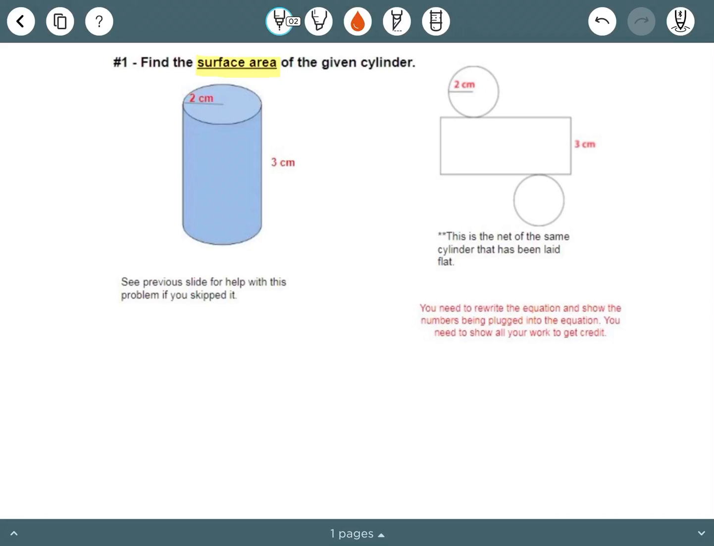So this is our first problem, and it tells us to find the surface area of the given cylinder. You'll see on the Google Slides that the formula given for surface area was 2 times pi r squared. That part of the formula accounts for these two circles.